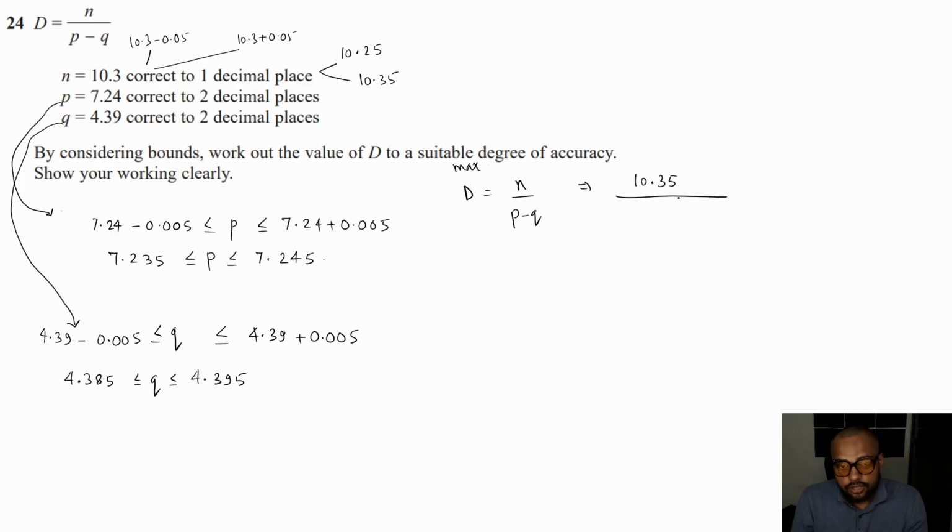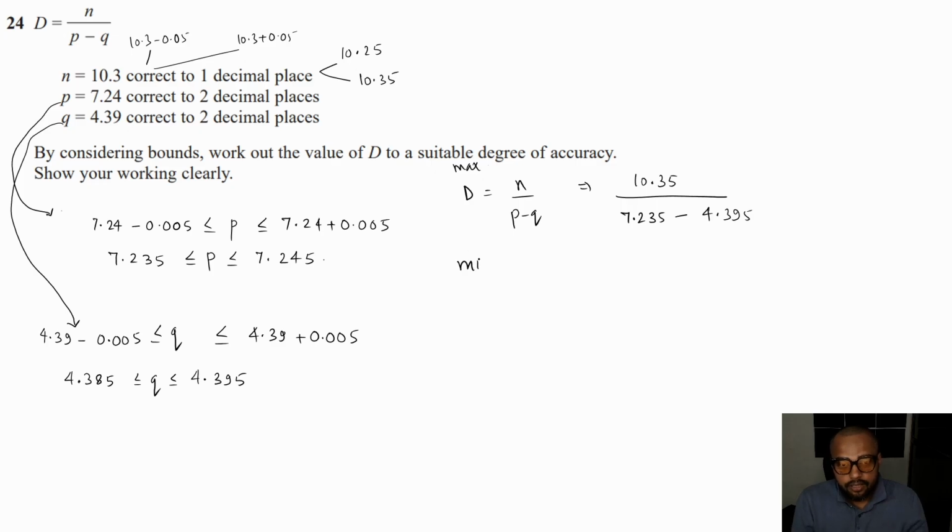For the denominator to be minimum, we take the smallest part of p minus the maximum part of q, so it will be 4.395. This is for the maximum value of d.